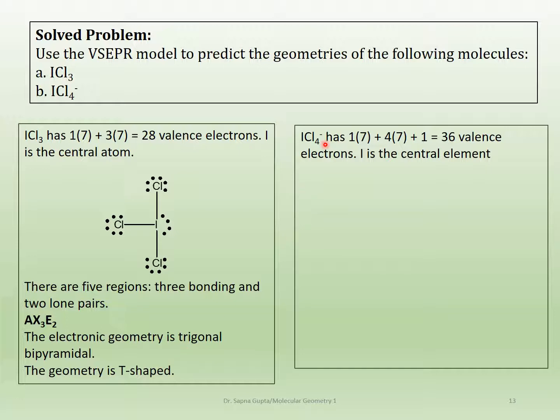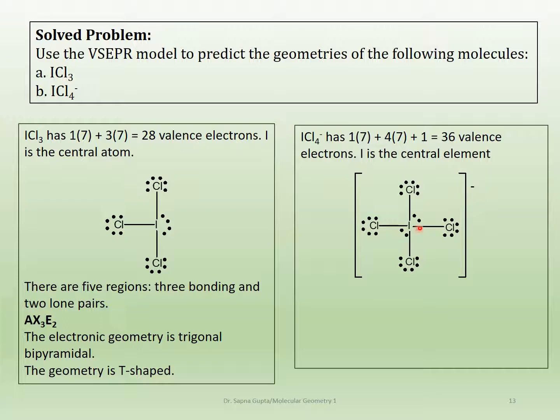Let's look at ICl4 minus, and in this case, again, go ahead and add up all the electrons that you have. Again, iodine and chlorine both have 7 electrons in the valence shell. Now it is minus, so you're going to add 1 electron to this. So it becomes a total of 36 valence electrons, and again, iodine is going to be the central atom because of low electronegativity. So here we are with the structure.